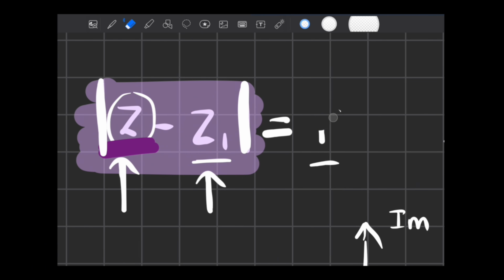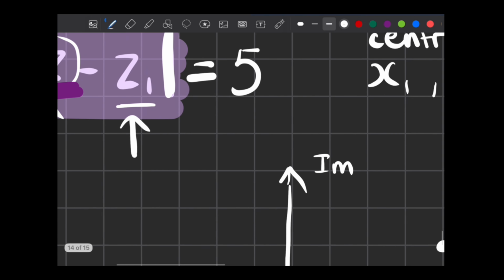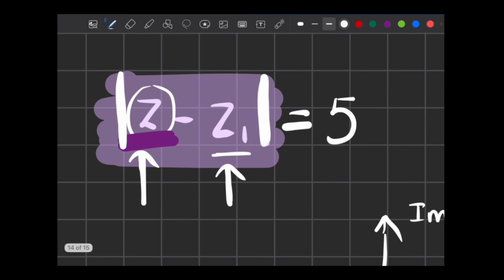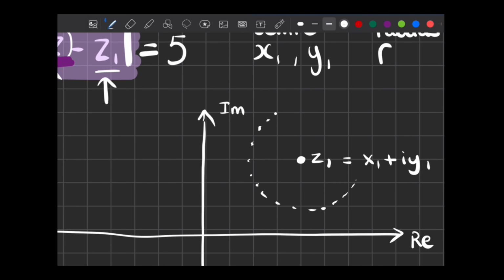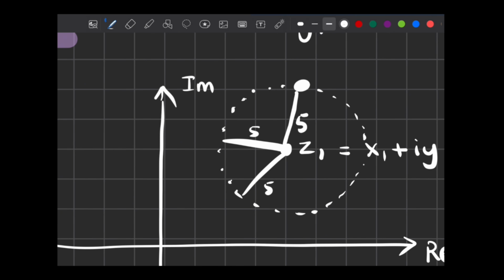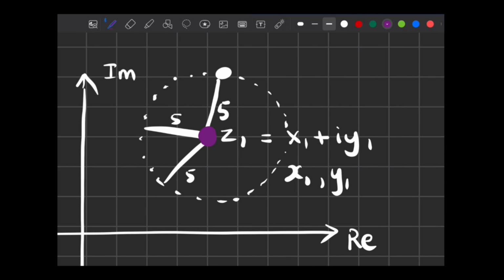It could be 5. If this had been 5, then this expression refers to the set of all complex numbers such that the distance between those numbers and z1 is 5. So all of these complex numbers such that the distance between that complex number and z1 is 5. And we can see that all of those complex numbers that satisfy this condition will lie on a circle on the circumference where the radius is 5, and the center will be at the coordinates x1 and y1, since the center is at z1 and z1 has x coordinate x1 and y coordinate y1.